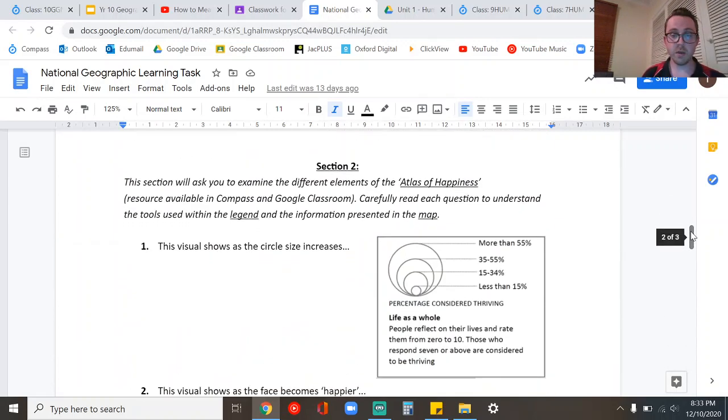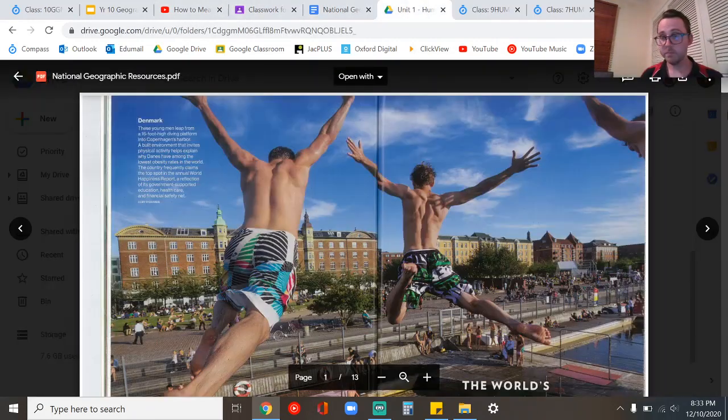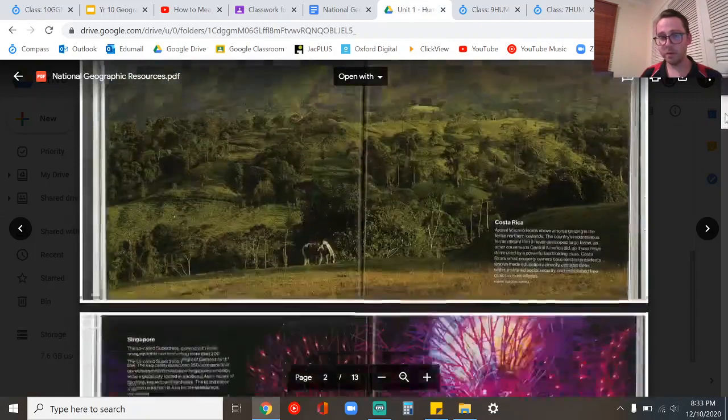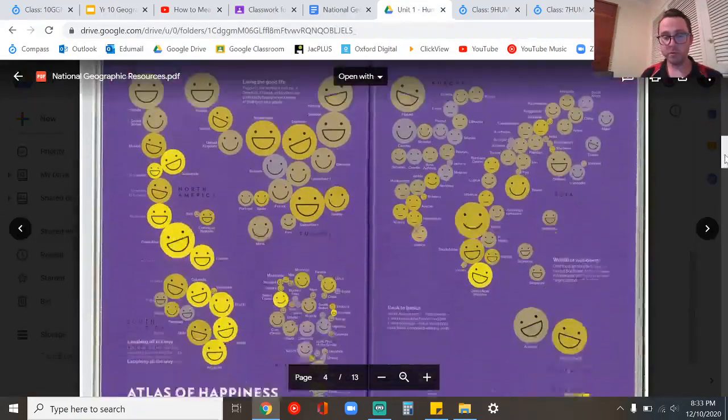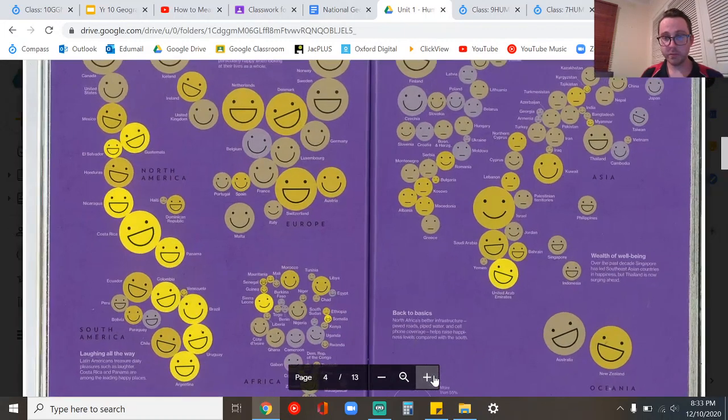Section 2 requires you to look at that Atlas of Happiness. So if I go to this PDF here, I'll scroll down to page 4, nailed it. We've got this nice map of the world. Maybe I'll zoom in a bit so you can actually read those countries.